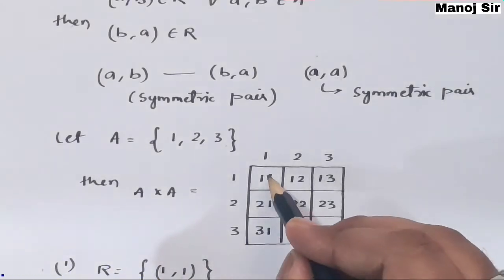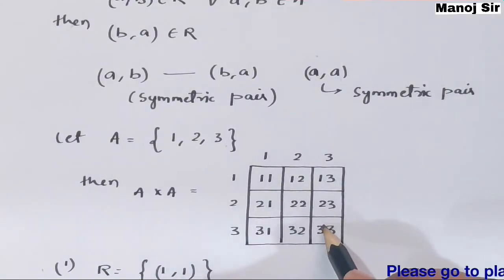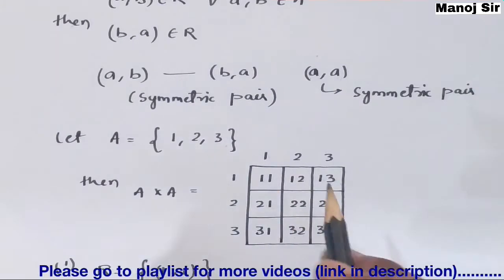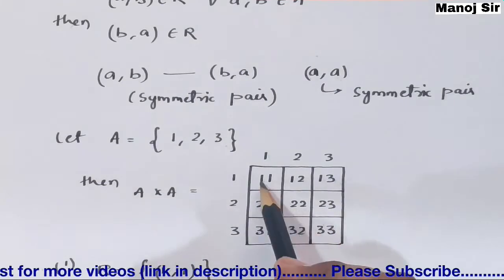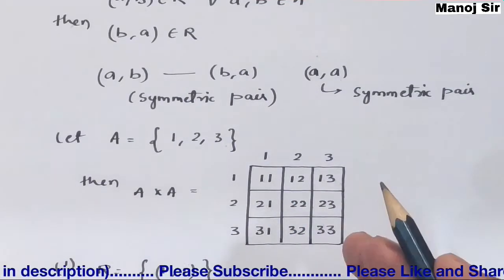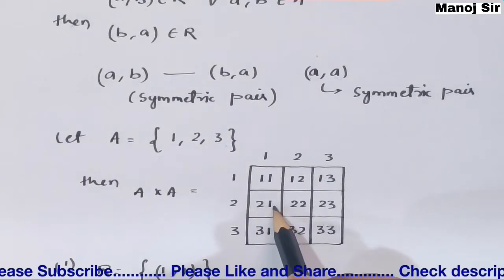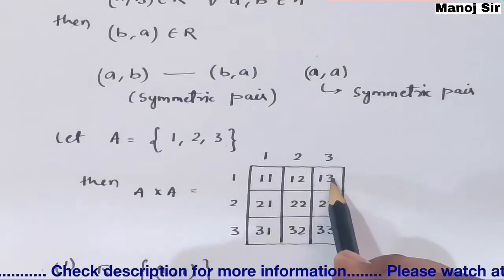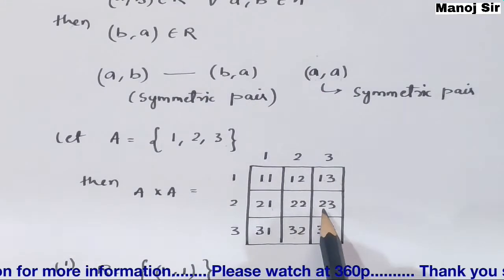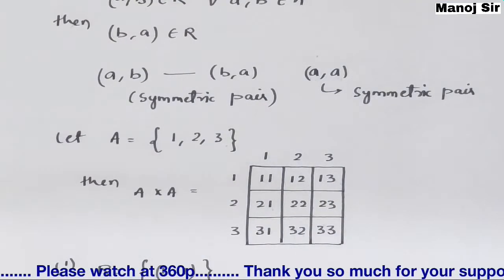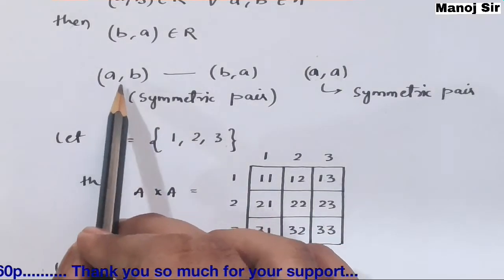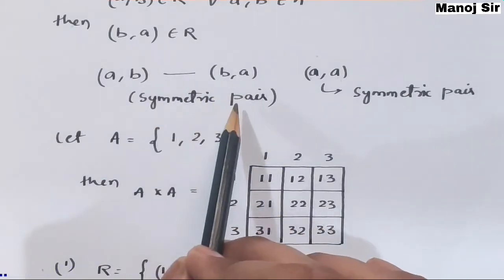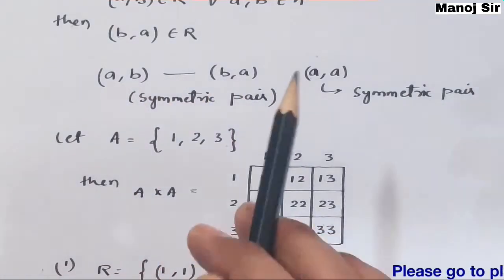If you see here, these 3 elements are diagonal elements: (1,1), (2,2), (3,3). These are said to be self symmetric, while for (2,1) the symmetric pair is (1,2). For (3,1) the symmetric pair is (1,3). For (3,2) the symmetric pair is (2,3). So you can see, if any element is (A, B), then its symmetric pair will be (B, A). That is a symmetric pair, so both should be present in that relation.